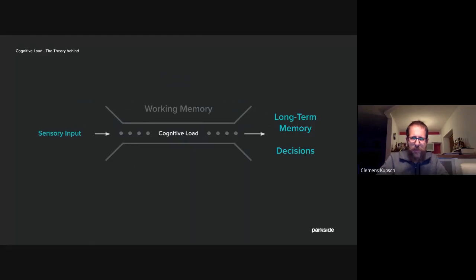The amount of information we're trying to get through this funnel is called cognitive load. It's like the load a truck can hold and needs to transport from A to B. It could be bricks, for example, or I don't know, concrete, or whatever you want to transport. Whatever the truck can hold, that's cognitive load, more or less, in this parable.